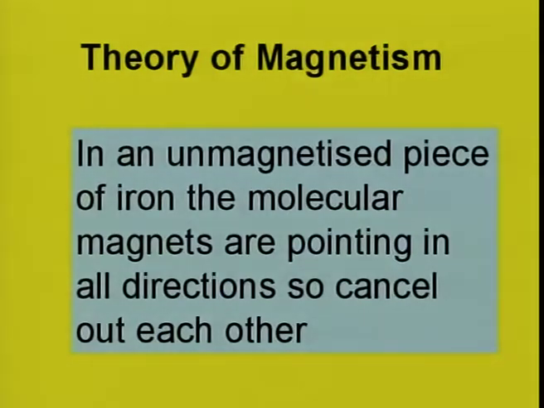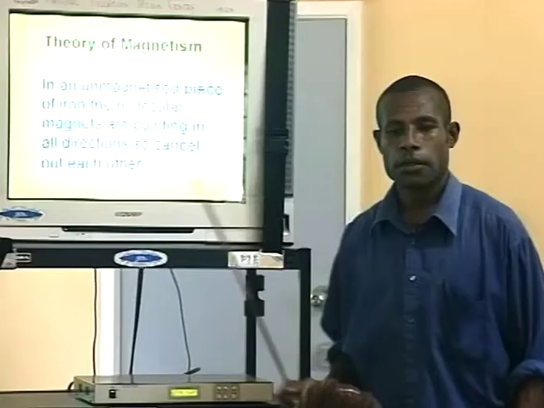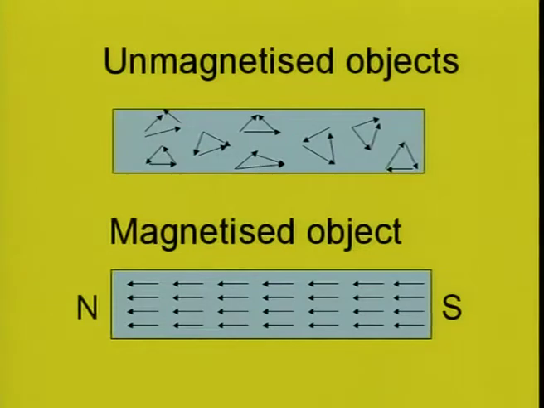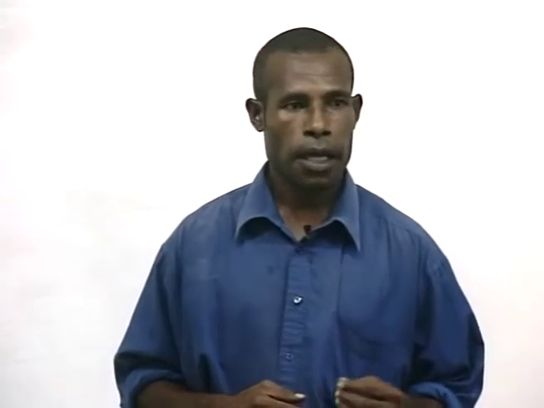Now, the theory of magnetism: in an unmagnetized piece of iron, the molecular magnets are pointing in all directions and so cancel each other out. For example, if you want to magnetize a piece of metal, you bring a magnet close to it and move it closer, and you will align the domains inside. Finally, after doing that, the piece of iron or metal will become a magnet, because the domains in it are magnetized.